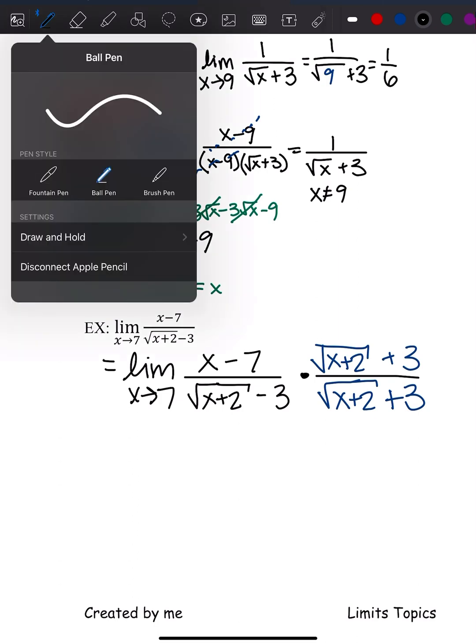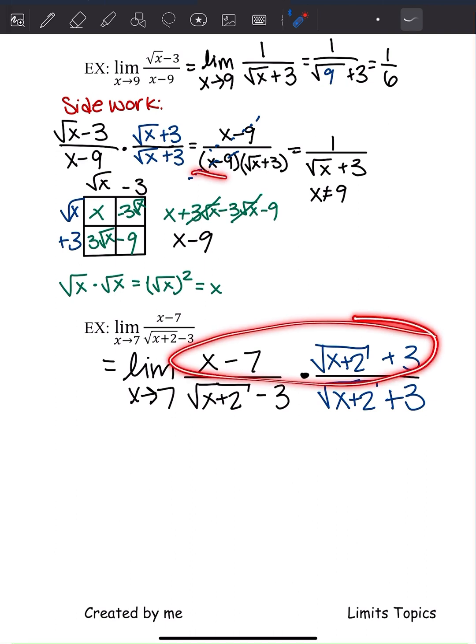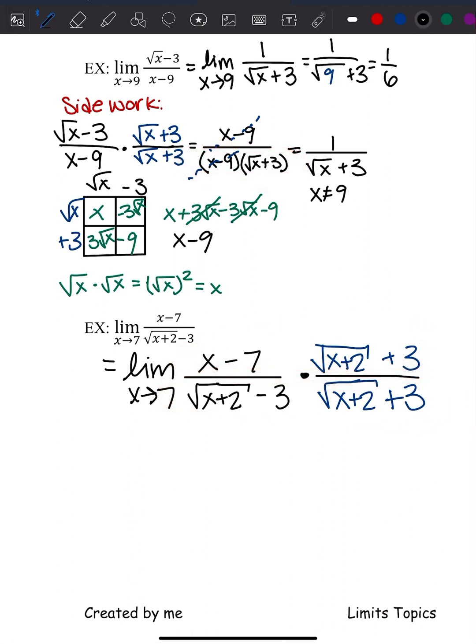Just like before, we are going to not completely multiply out the top all the way. So I'm not going to multiply these two together. I'm just going to put them in parentheses next to each other like we did here. But I am going to multiply out the bottom all the way. So last time we did the box. This time I'm just going to use distribution.